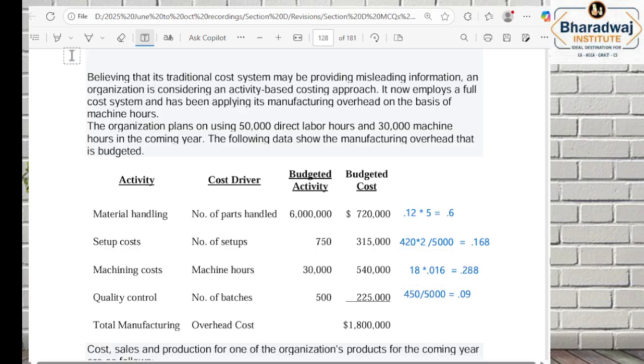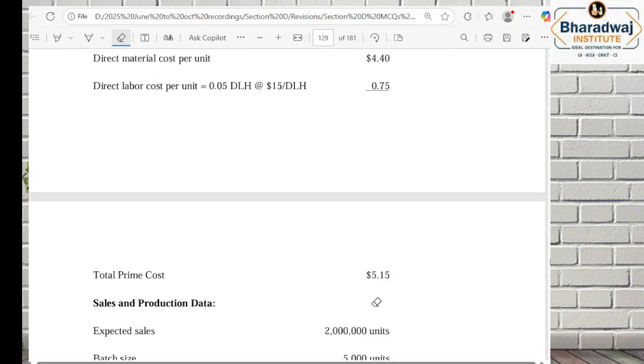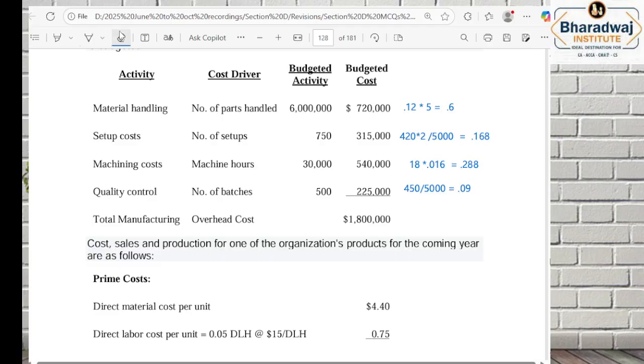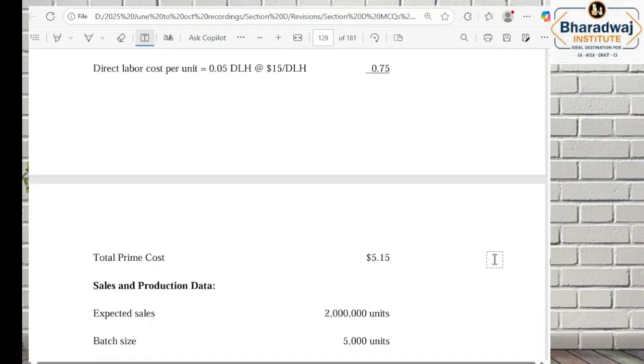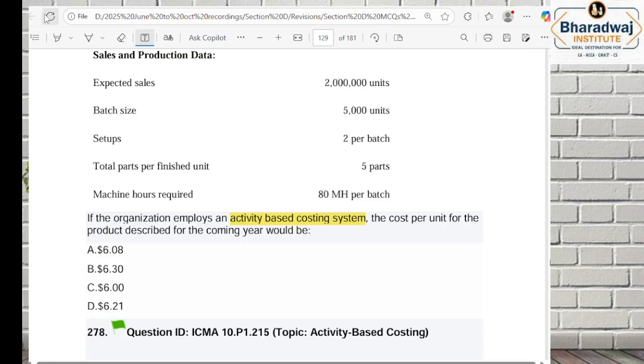So add up all these per unit costs: 0.64, 0.168, 0.288, 0.09, plus this 5.15, the prime cost. What is the answer you get? 6.296. This is close to 6.3.